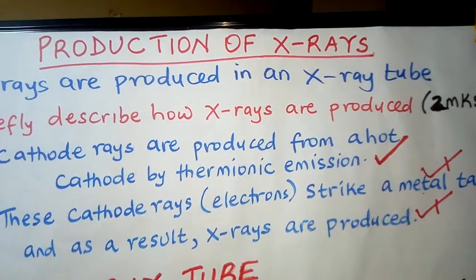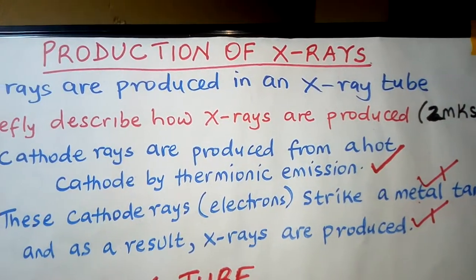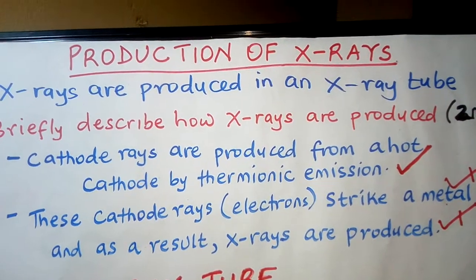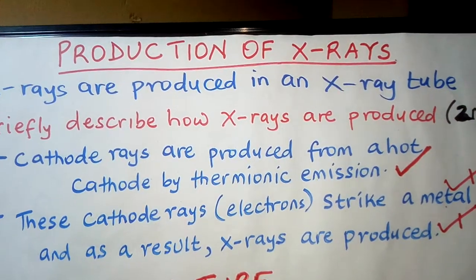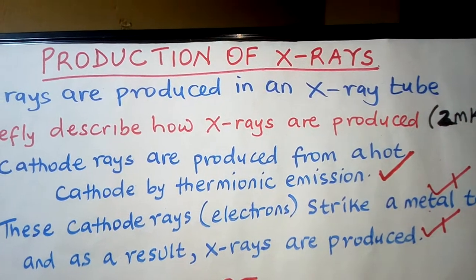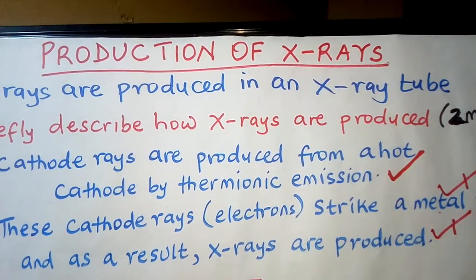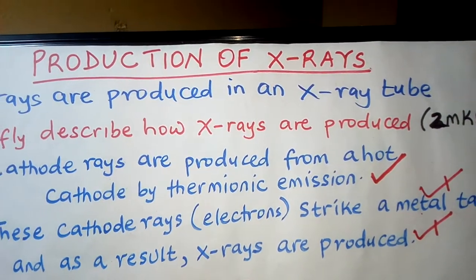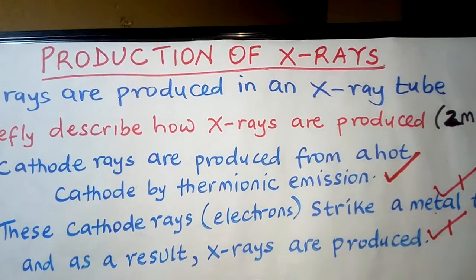Now let's look at how X-rays are produced. We already looked at, in the first lesson on modern physics, cathode rays. We also looked at X-rays, the definition and the properties of X-rays. Now we are looking at production of X-rays.